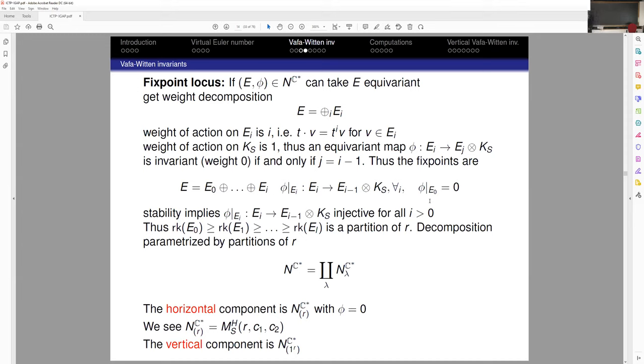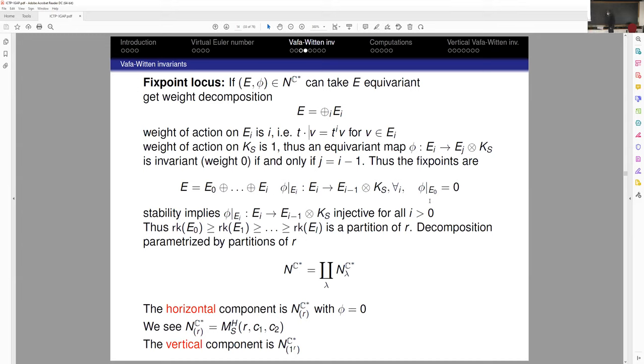So this follows from this description. And in addition, we wanted the pair to be stable. That the pair is stable means, in particular, that the kernel of the map can only have one summand. So one summand is this zero of the kernel, and all the other maps have to be injective. And therefore we see that the ranks must decrease. And obviously the sum of all the ranks is R. So the ranks form a partition of R. And so we get the decomposition of the fixed point locus into unions of connected components, parametrized by partitions of R.